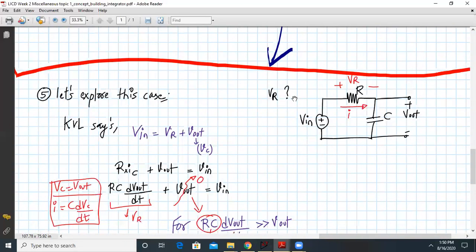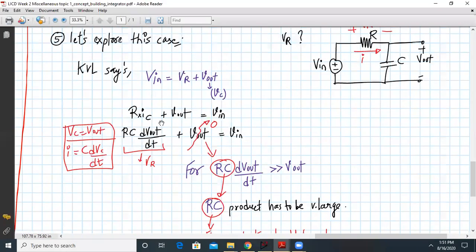So what is V in? We can write V in is equal to V out plus VR. How can we write VR? The current IC, the current remains the same in a series network, so current IC into R. That is what we have written here. But what is IC? IC is nothing but C dV out by dt. We have already seen that I is equal to C dVC by dt and VC is equal to V out. So hence we can write IC is equal to C dV out by dt, plus V out is equal to V in.